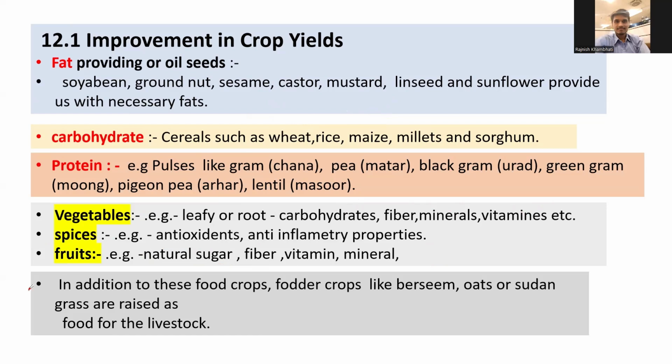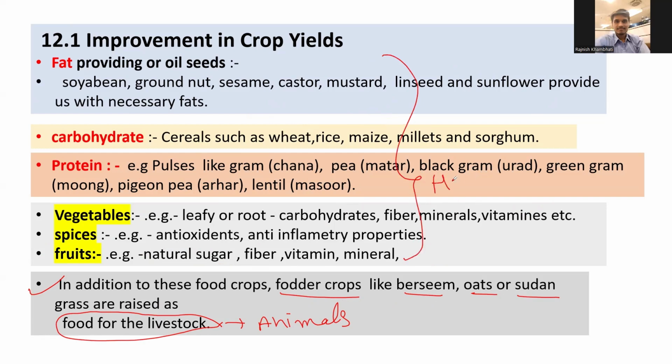Okay. In addition to these food crops, this is for human beings, but fodder crops like barsim, oat, and Sudan grass are also raised as food for the livestock. Livestock means animals. Clear? See, this whole area is for human beings.